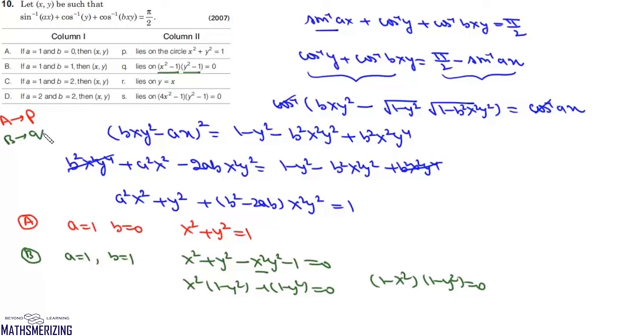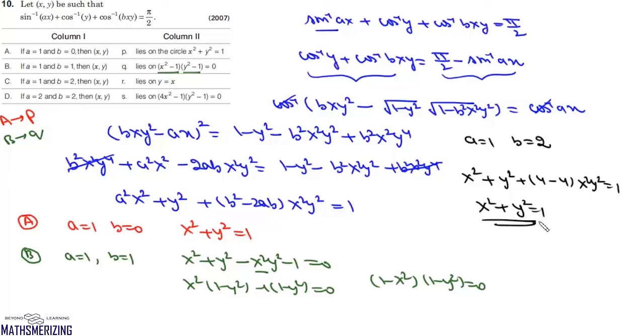Now we'll take this third case when the value of a is 1 and when the value of b is 2. So we'll put a as 1 and b as 2. We'll get x square plus y square plus 4 minus 4 x square y square equals 1. So again we'll get this circle which is x square plus y square equals 1. So this c again matches with p.